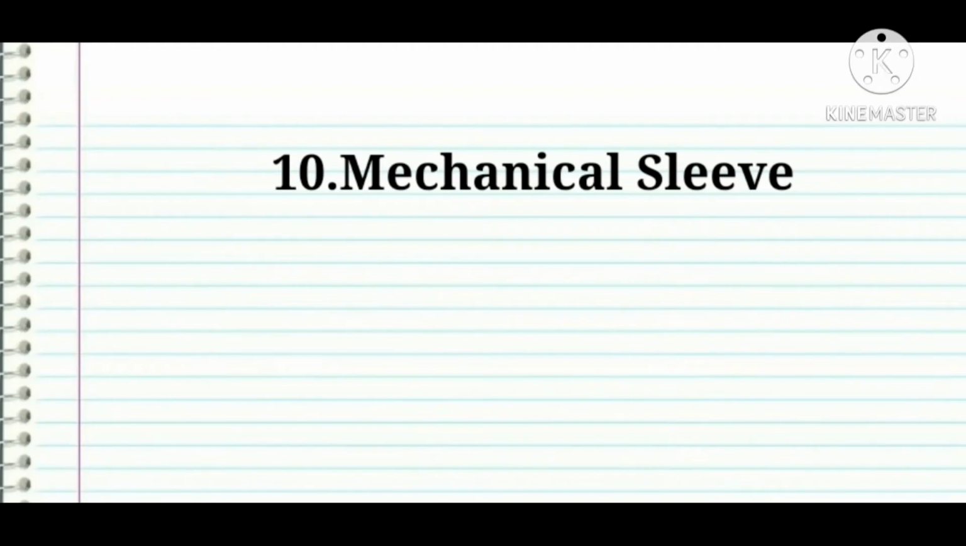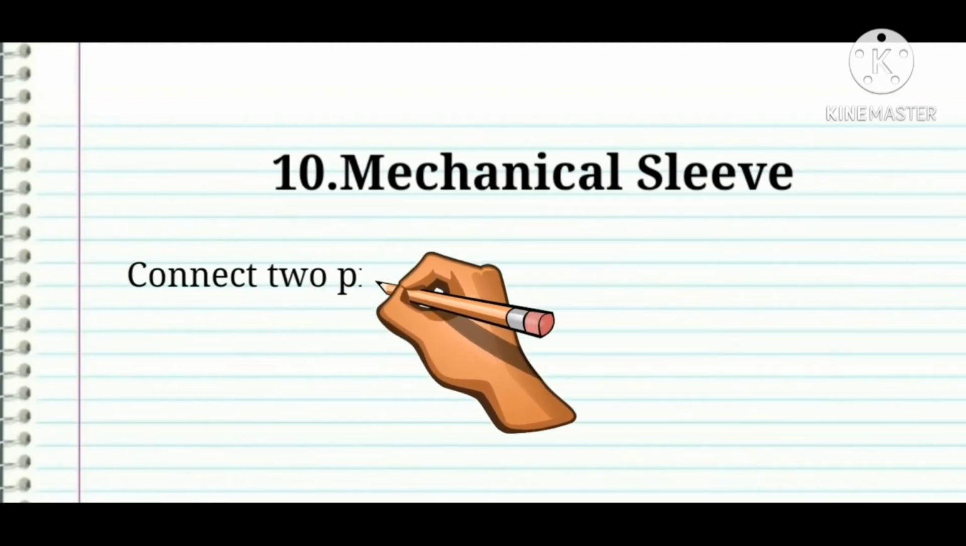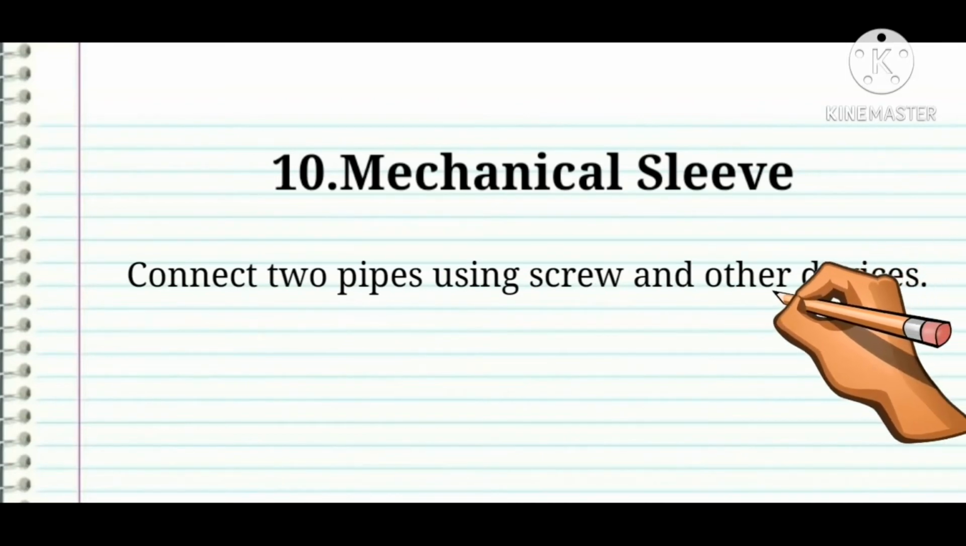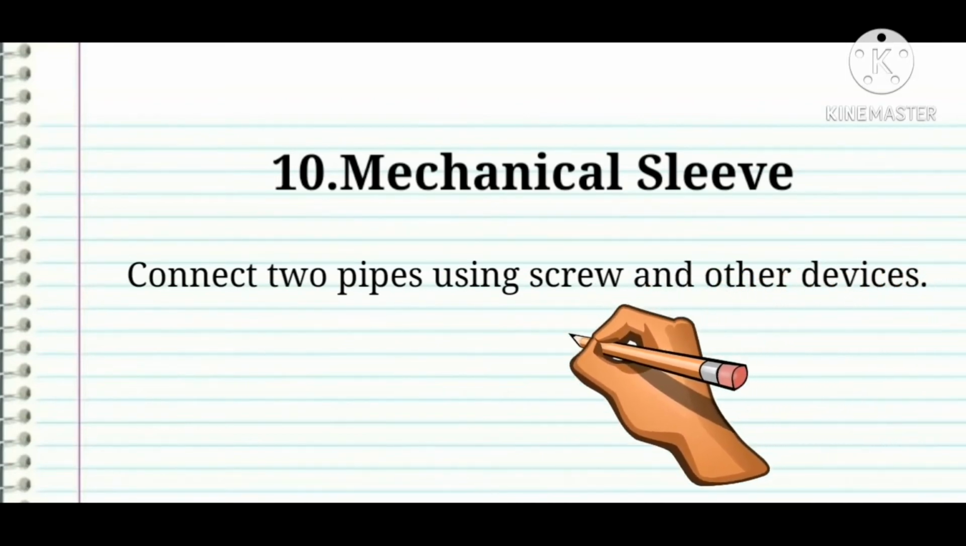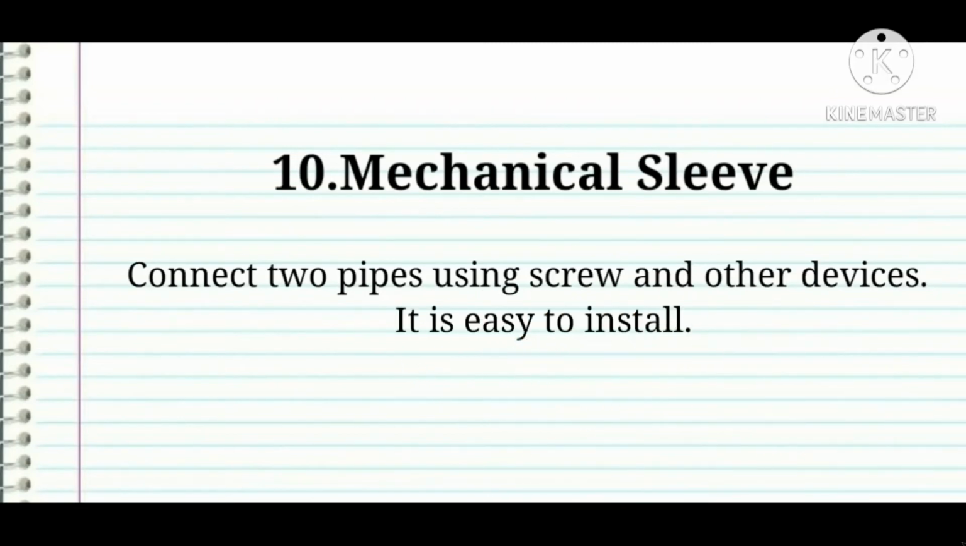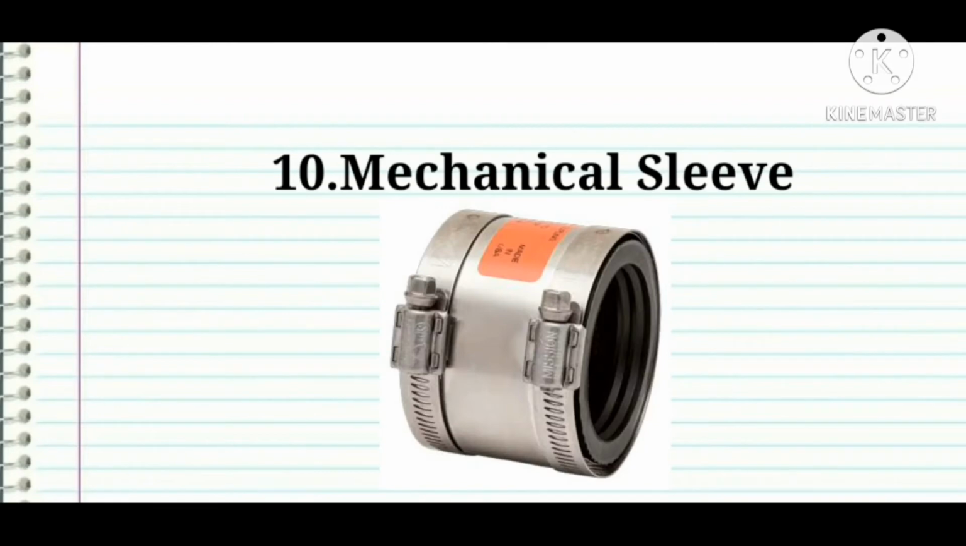Number 10 is mechanical sleeve. It connects 2 pipes through the use of screw and other devices. Sabi nila, ito ay madaling ilagay sa ating linya ng tubo, or it is easy to install. Ito ay ang uri ng coupling made of rubber inserted with metal jacket.